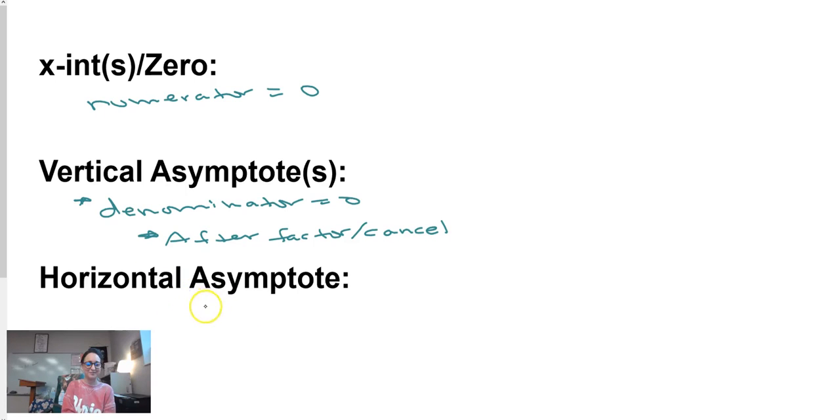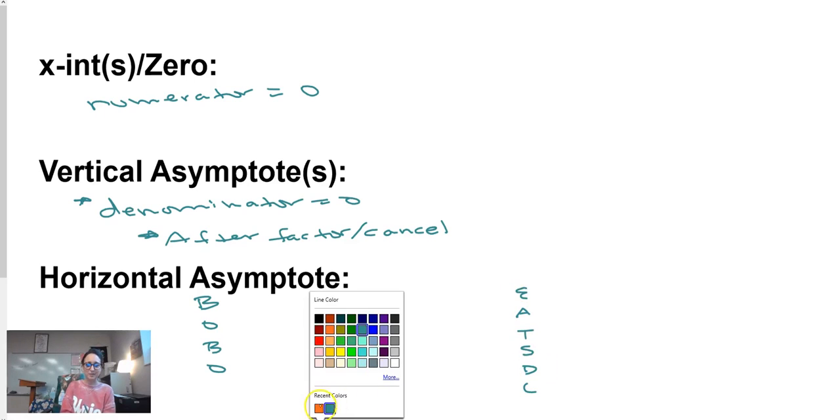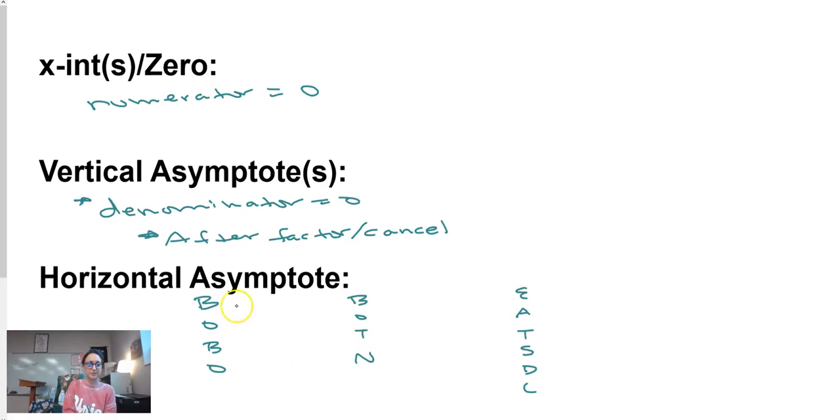Hopefully you've seen this acronym before, called BOBO BOTN EATS DC. So write this for me. BOTN EATS DC. Okay, so this is our little acronym for horizontal asymptotes. So if you have bigger on bottom, and remember I'm talking degree of numerator versus denominator, this is supposed to look like a 0. So you have y equals 0 as your horizontal asymptote.